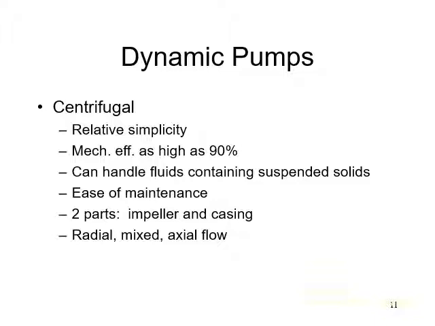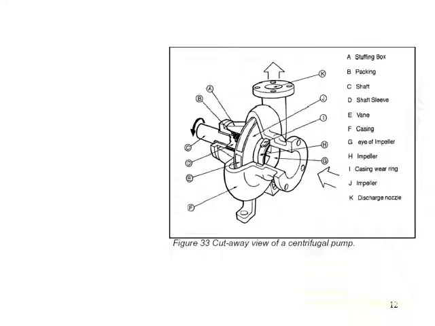Different types of flow are possible. It may be radial flow, mixed flow, or axial flow type of pump. This figure shows the actual construction of the centrifugal pump. It consists of only two components, a casing and an impeller. It is provided with a suction or entry of the fluid to the impeller and a discharge end for the exit of the fluid.